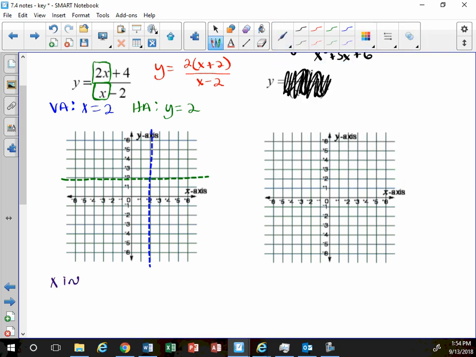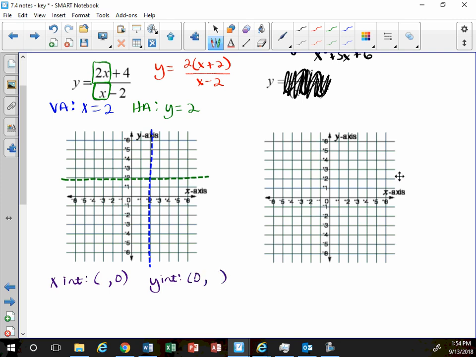X-intercept and y-intercept. What can you tell me about an x-intercept? It is when y is equal to 0. So if you're looking for an ordered pair, it's something, comma, 0. And what about the y-intercept? It's when x is 0. So this one is 0, comma, something.